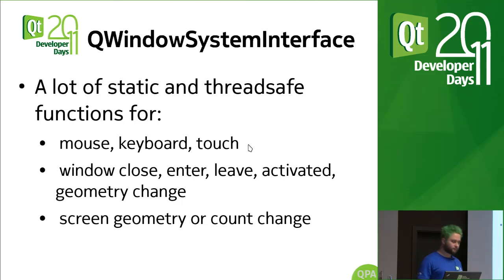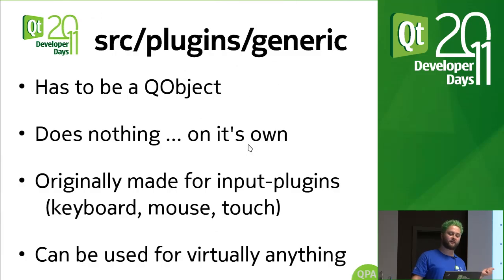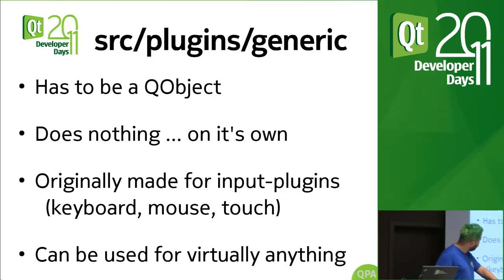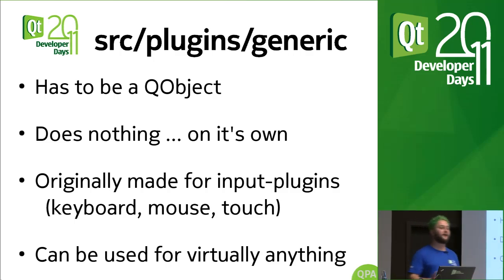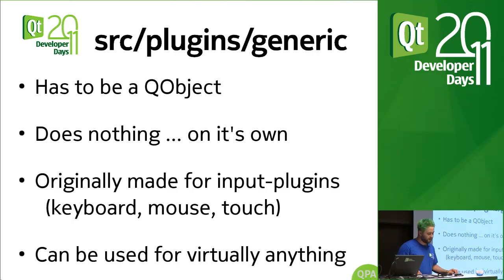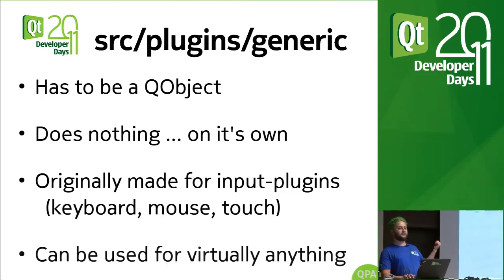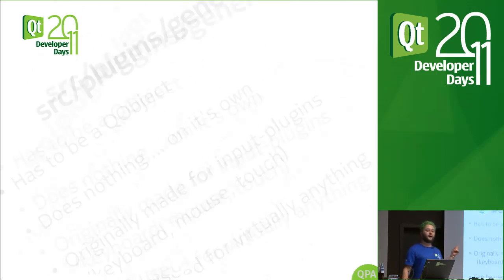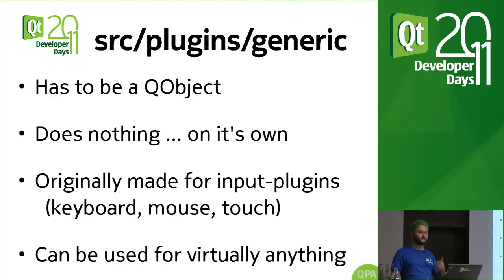This is used by your plugin, but there is an additional plugin type which also uses that heavily. It's called generic plugins. They are in the source code in plugins/generic. All you have to do is subclass QObject. They don't do anything on their own. So what are they good for if they do nothing? What you can use is, again, the QWindowSystemInterface, and just drop some event or something which happened.